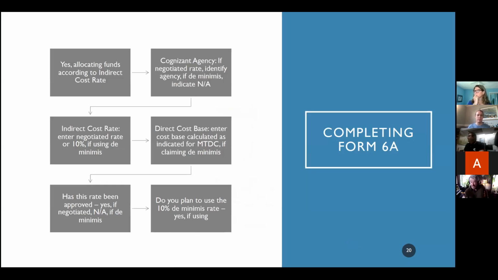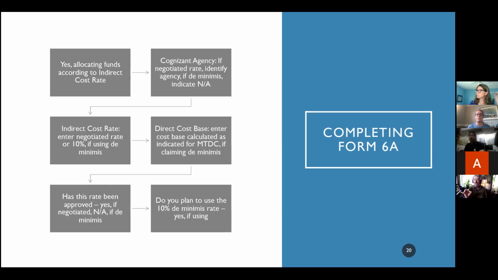So here it is. First you say yes to that first question, question 3, that you're going to allocate funds according to indirect cost rate. Then they're going to ask you on that little table that appears, what is the cognizant agency? If you've got a negotiated indirect cost rate agreement, it's a negotiated rate with a specific agency, so you'll identify that agency. If you're claiming the de minimis rate, you haven't negotiated that with a cognizant agency, so you say NA. The next question in that table is, what is the indirect cost rate? If you're claiming de minimis, the rate is going to be 10%. Then they're going to ask, what is the direct cost base?